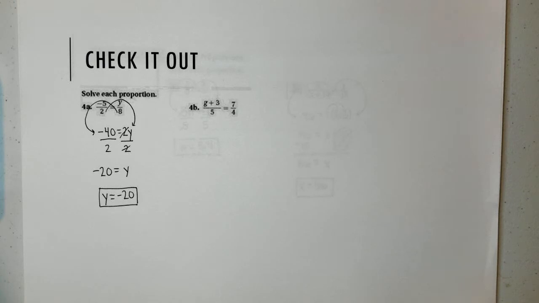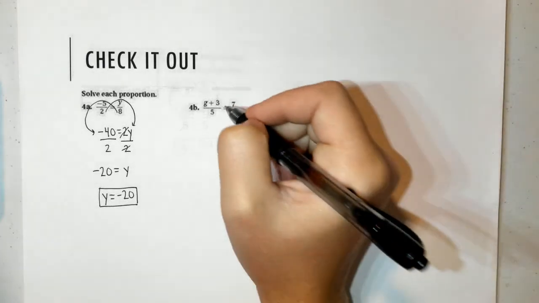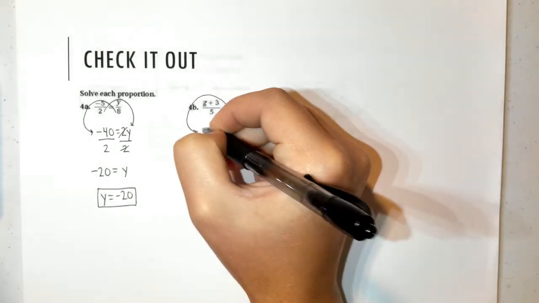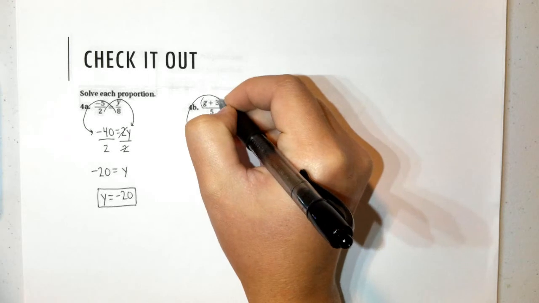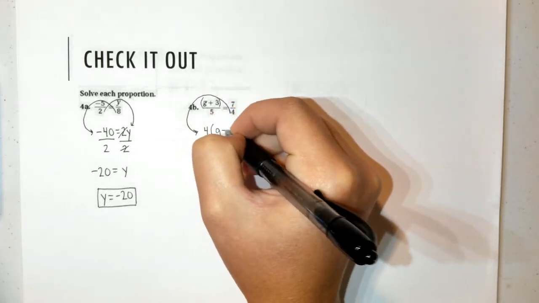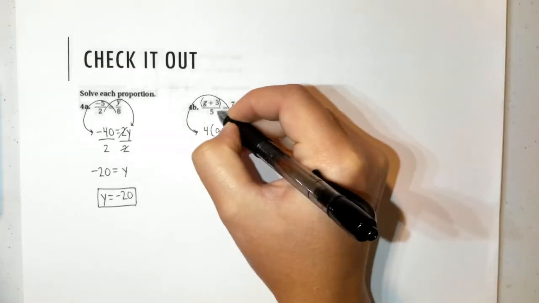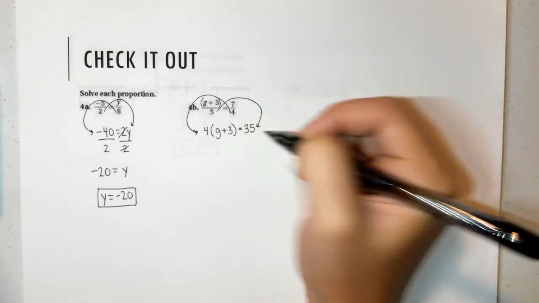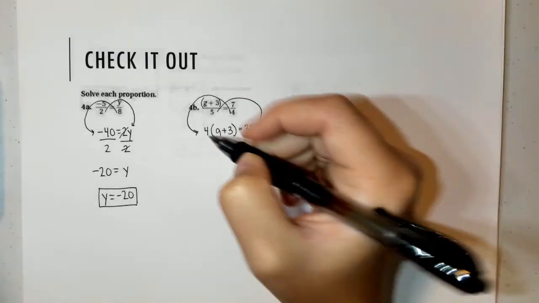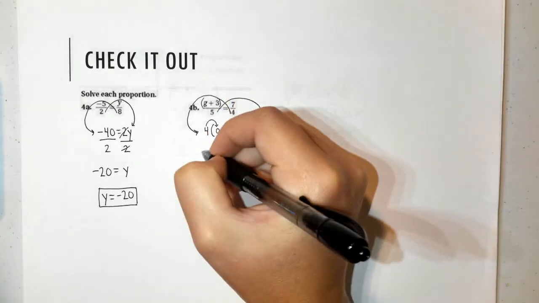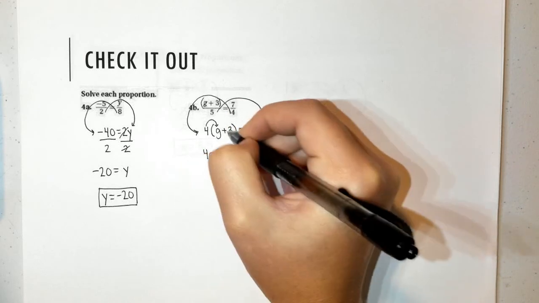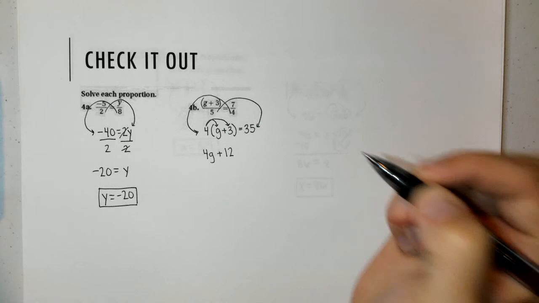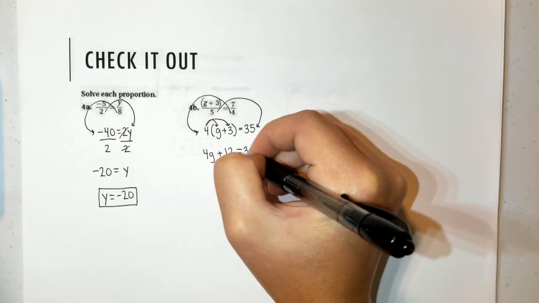For B, we're going to have 4 times the quantity g plus 3. So 4, and then in parentheses, this g plus 3 equals 5 times 7. And 5 times 7 is 35. On the left-hand side, we're going to distribute that 4. So 4 times g gives us 4g, plus 4 times 3 gives us 12. So we have 4g plus 12 equals 35.